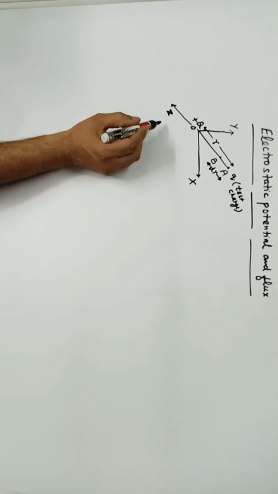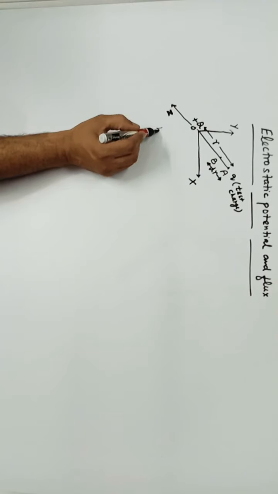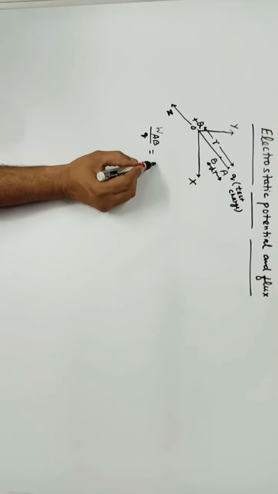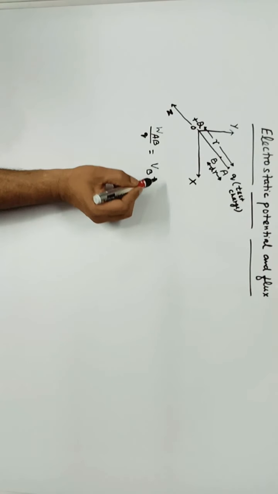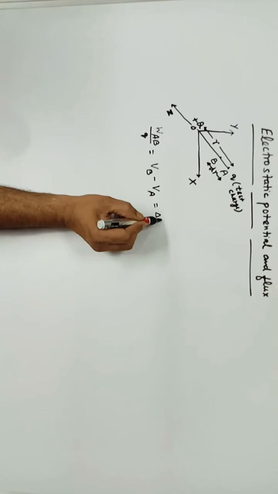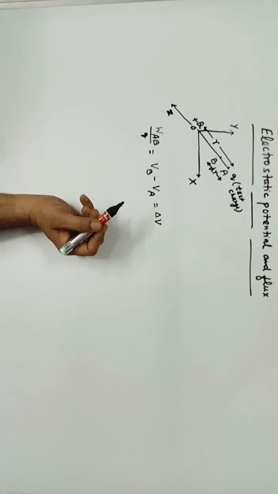We write work done upon charge is equal to Vb minus Va. That is the potential difference, delta V.